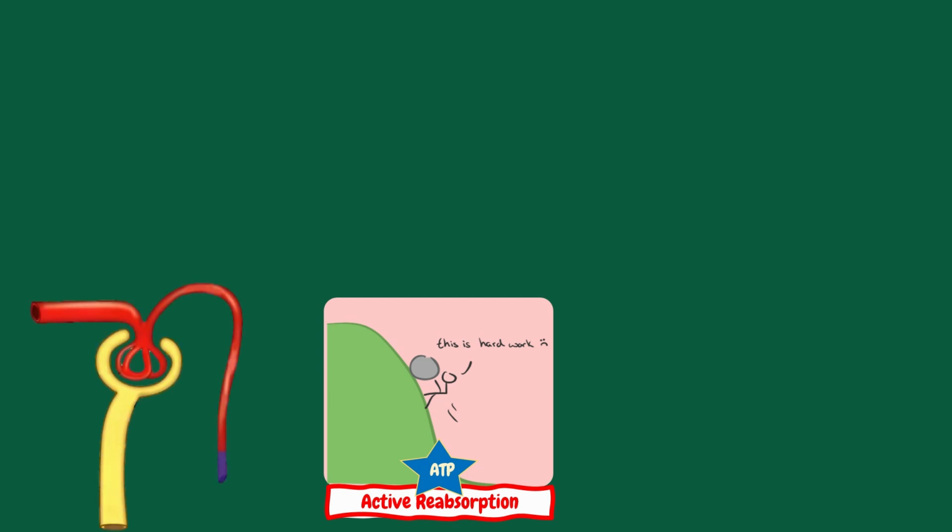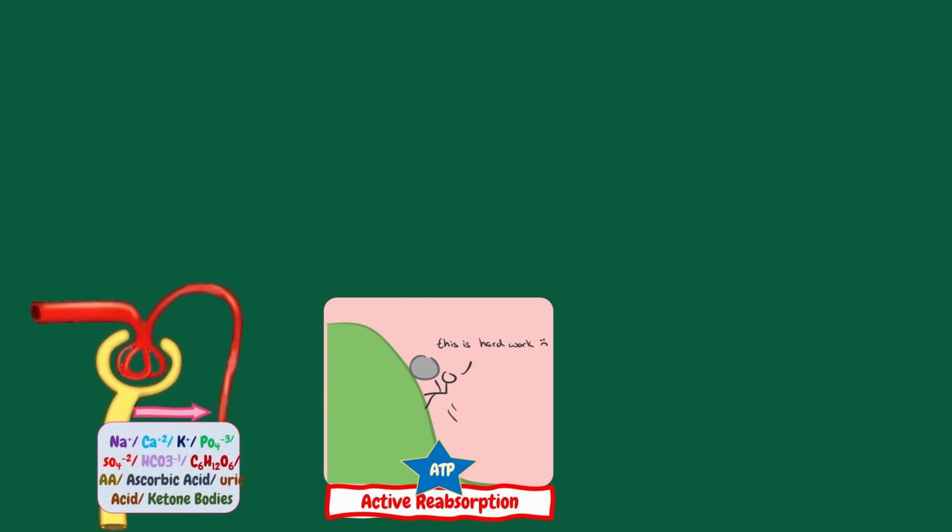Substances reabsorbed actively from the renal tubule are sodium, calcium, potassium, phosphates, sulfates, bicarbonates, glucose, amino acids, ascorbic acid, uric acid, and ketone bodies. Let's move into more detail of active transport. Active transport involves proteins called transporters that translocate substances across the cell membrane.